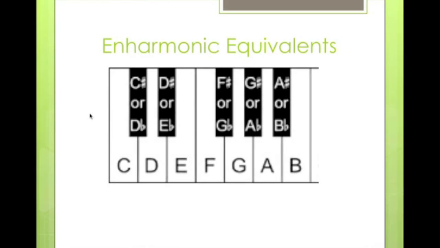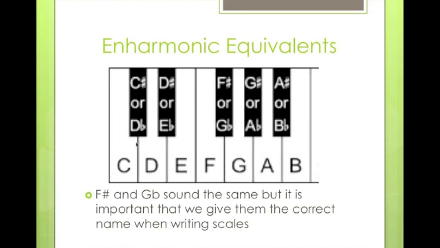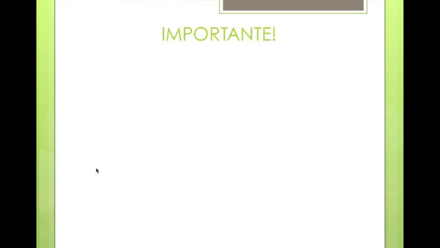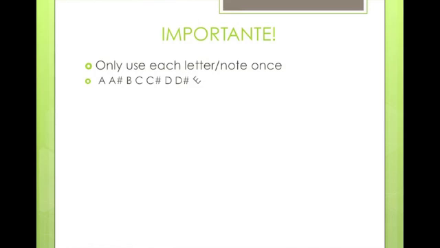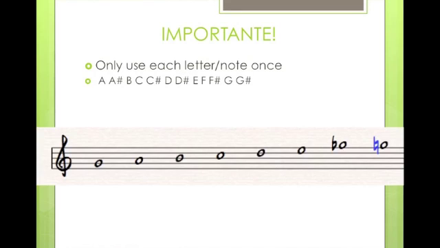Alright, an important thing about when you're writing scales is there's something called enharmonic equivalents. We call them enharmonic because they sound the same. So F sharp or G flat sound exactly the same. But when we're writing them out, they need to be the correct name on the scale, alright? So if you write that in your exam, you're going to get it wrong. If you write a G flat where it should be an F sharp, you will lose your mark. Okay, so this is important. Only use each letter or note once, just like we did in step 2 when we're going through everything.